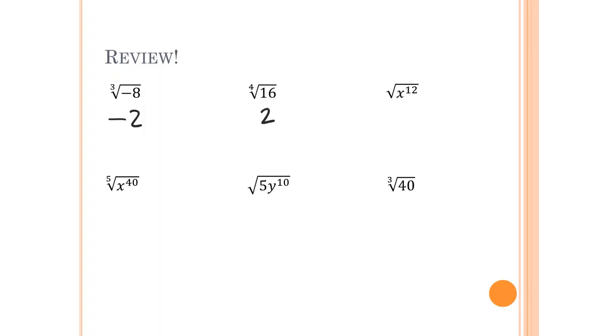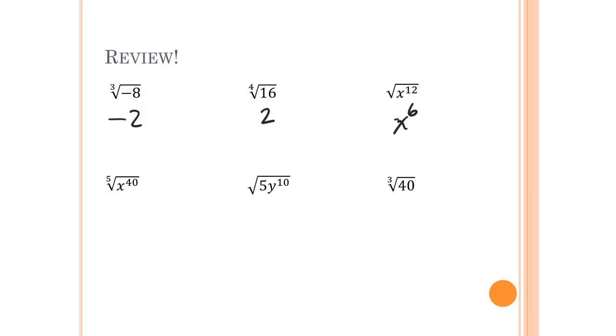The third one is x to the 12th, the square root of x to the 12th. You probably know this already, but just so we're on the same page, if you don't have an index listed here, we assume it to be 2. So this time we're looking for the square root. And so again, thinking about what squared will give you x to the 12th, well, that's x to the 6th. X to the 6th squared, or x to the 6th times x to the 6th, gives you x to the 12th.